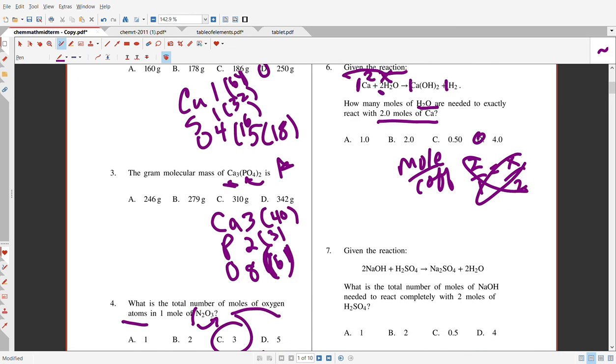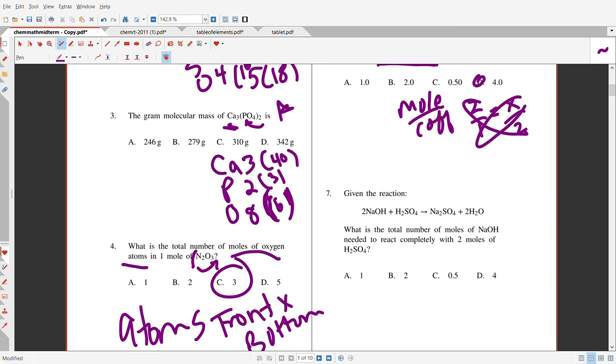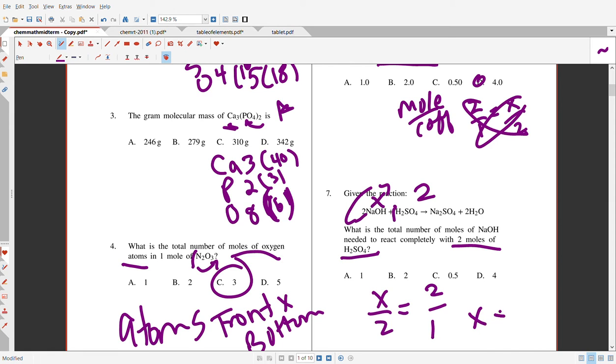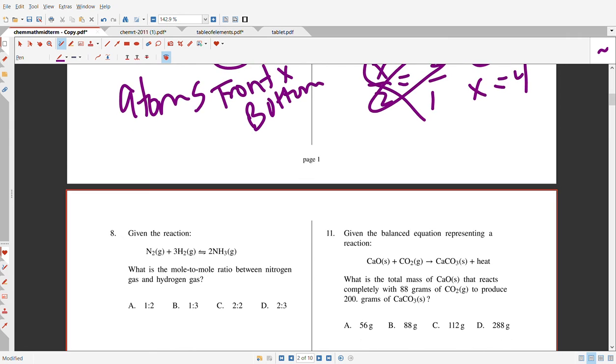Okay? Next one, given a reaction, they want to know moles. So that's where you're going to do the mole to coefficient ratio. It's not on table T. How many moles of NaOH? So I find it and put an X. Need to react with 2 moles of this guy, so put a 2. And then the ratio here, if you look at the coefficient in front, is X over 2. And here it's 2 over 1. And when you cross multiply, you get X is 4 again. It's just a coincidence that they're both 4.